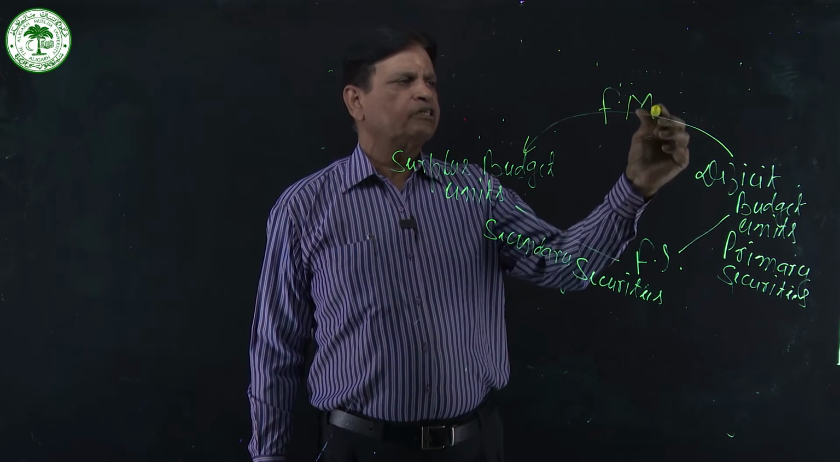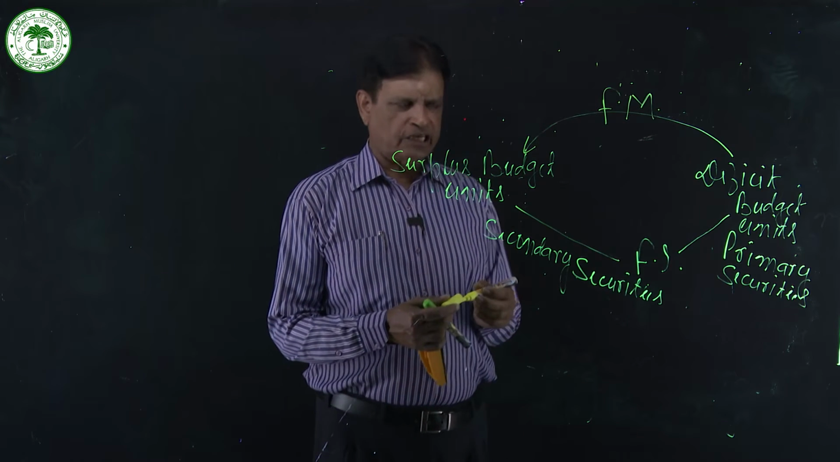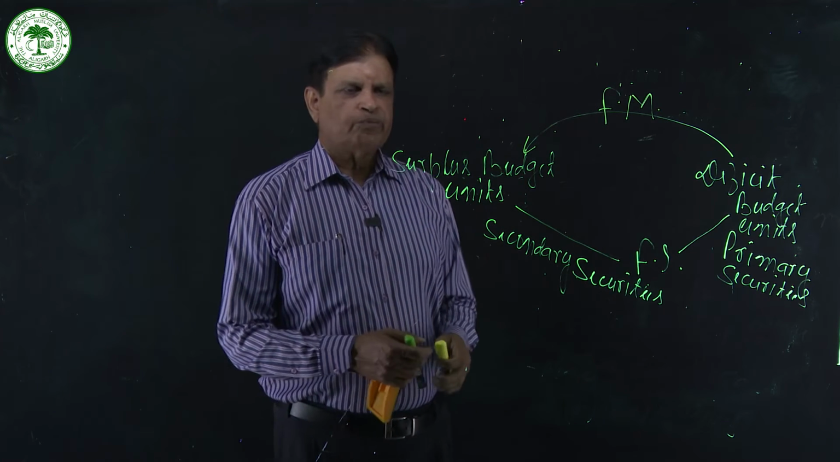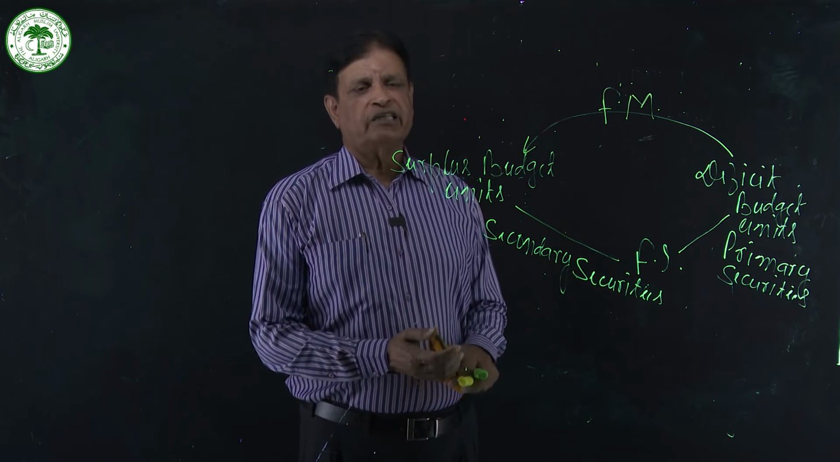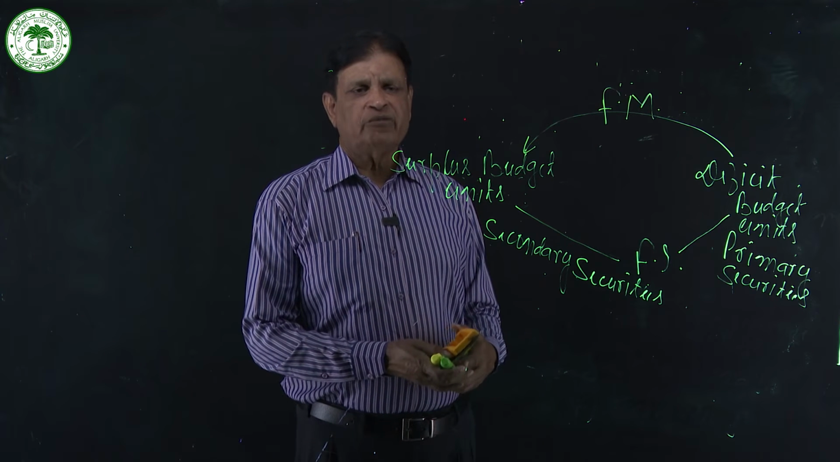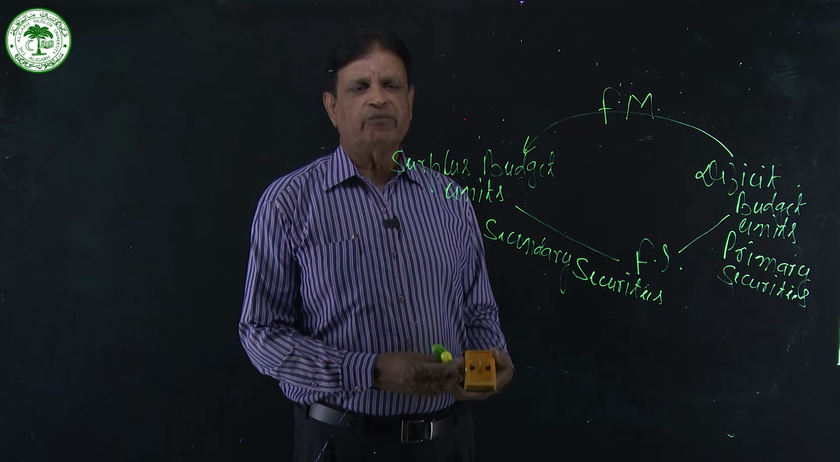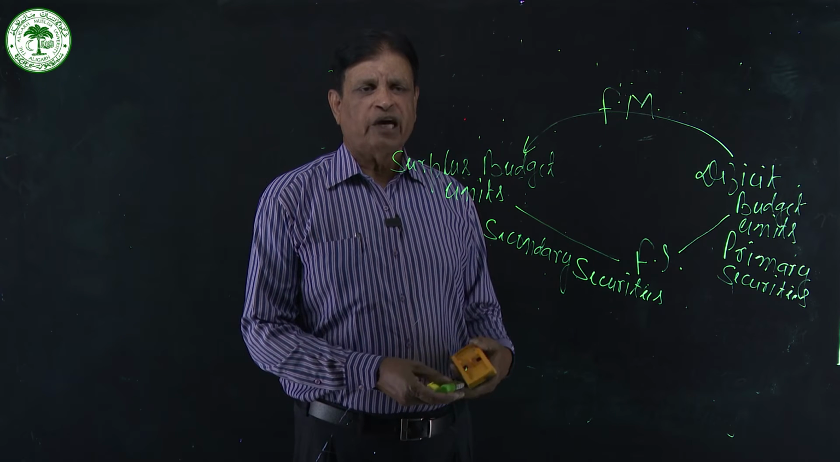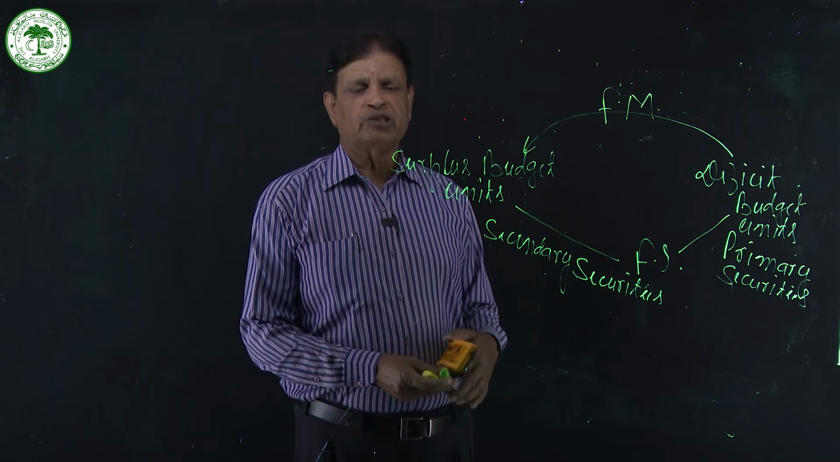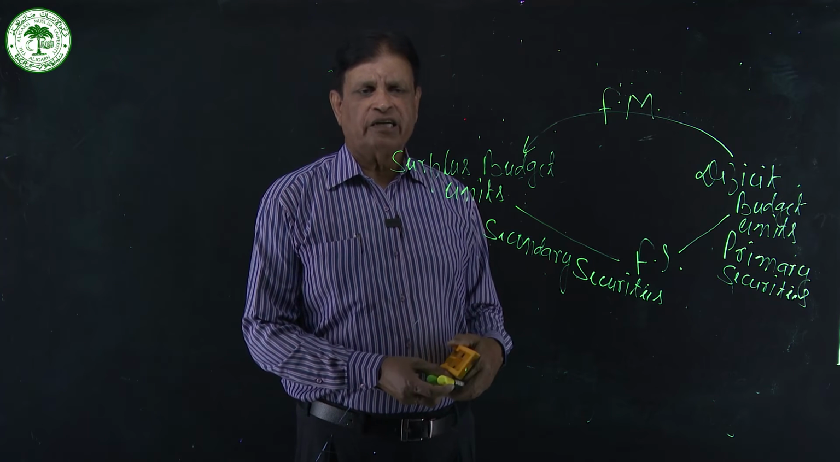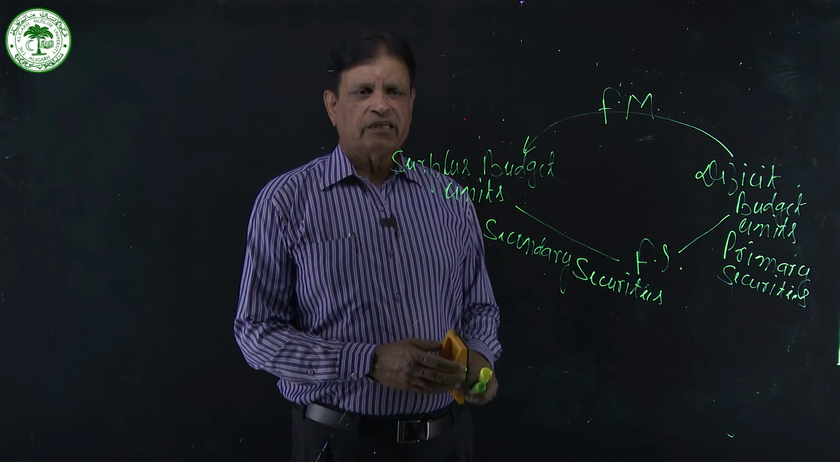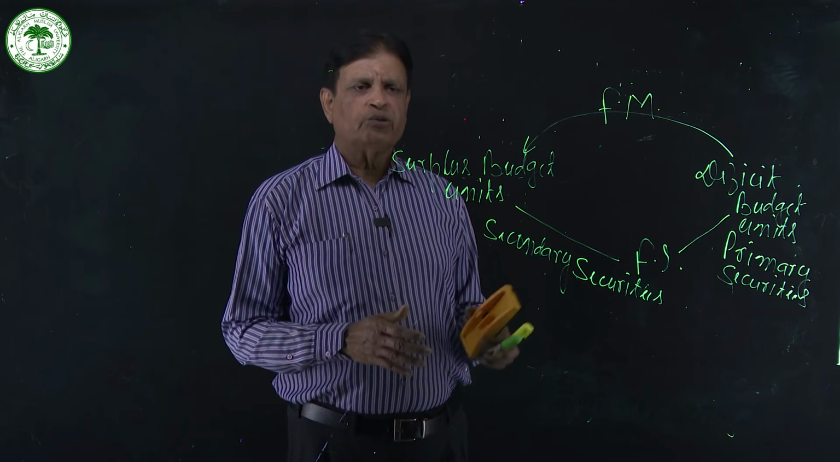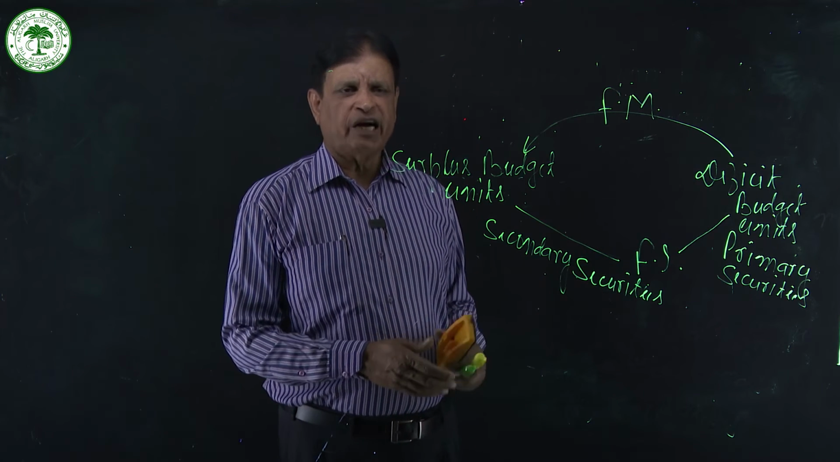And this transaction takes place in the financial markets. So the primary securities are issued by the real sector, that is, the ultimate user of the fund or ultimate borrower, while secondary securities are issued by those who are not the ultimate user of the fund or not the ultimate borrower, but they borrow money only to transfer it to some other party.